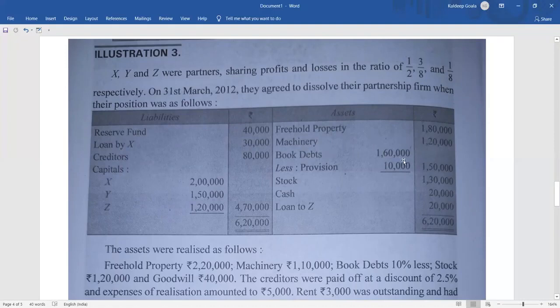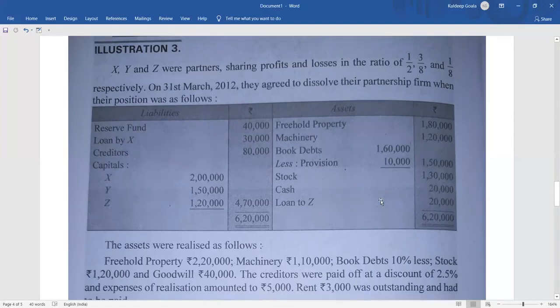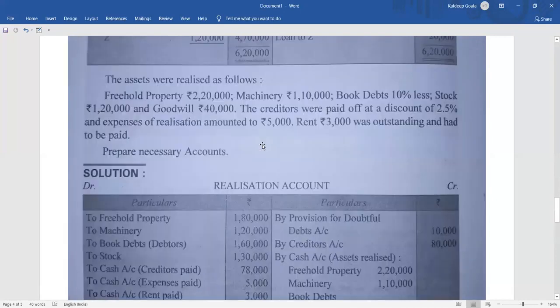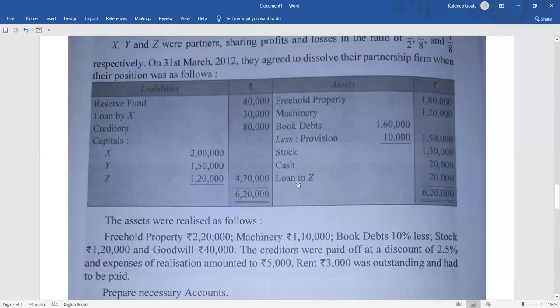Book debt we are going to transfer at 1,60,000. Stock 1,30,000. So how will you transfer? It will go like this. Realization account debit to freehold property; we are going to close it by crediting machinery, book debt 1,60,000, and stock 1,30,000. So it will come on the realization debit side: to freehold premises 1,80,000, to machinery 1,20,000, to book debt, that is debtors, 1,60,000, to stock 1,30,000. Cash and loan to Z will not be transferred here, so you have to ignore that.